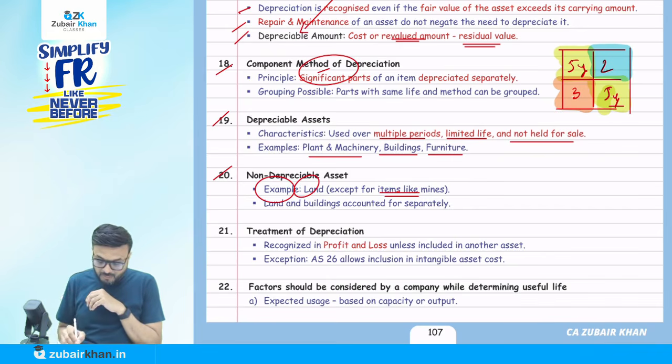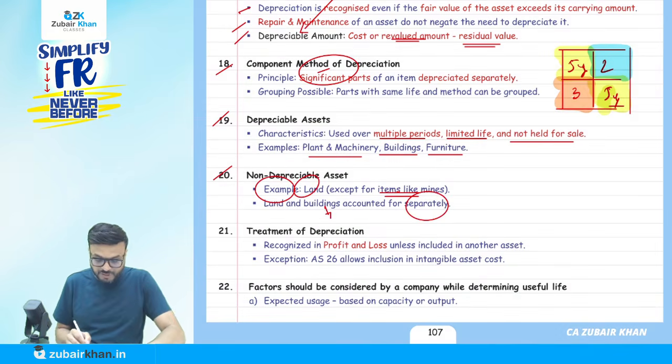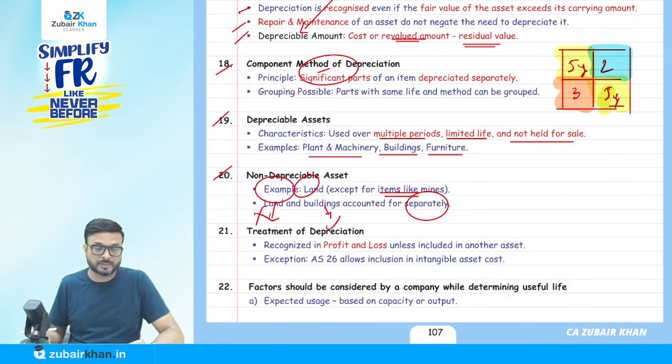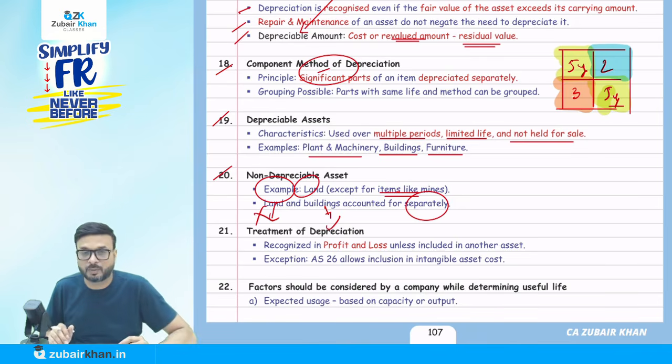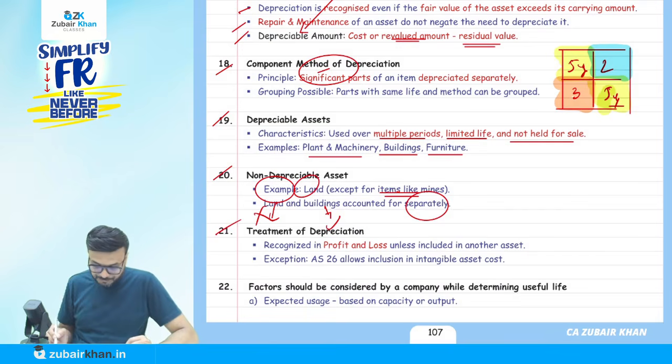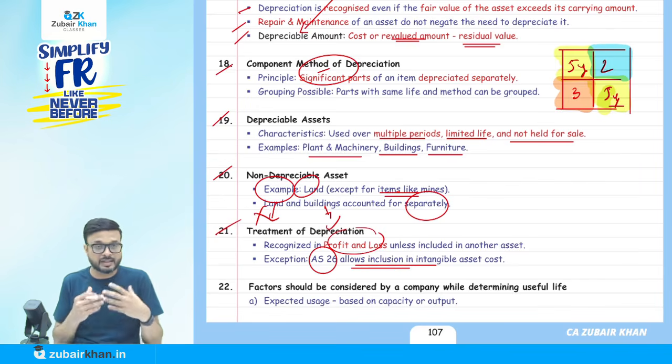Land and building we have to account for separately, because building is depreciable and land is non-depreciable. So when you call it land and building, we have to know how much value belongs to land and how much value belongs to building. Now, depreciation we charge to the profit and loss account, but there is an exception: AS 26 allows inclusion, for example.